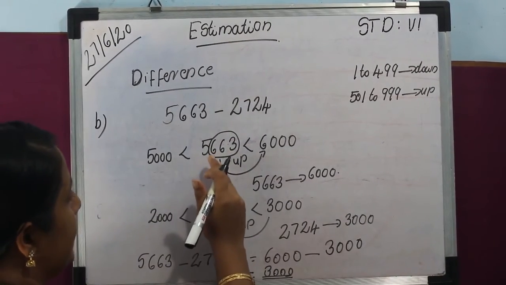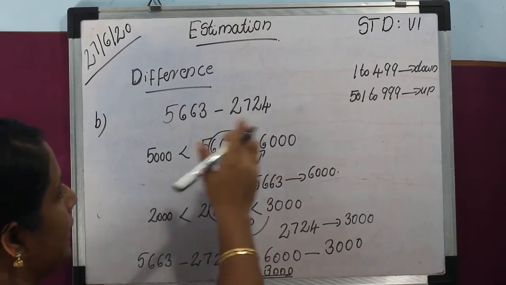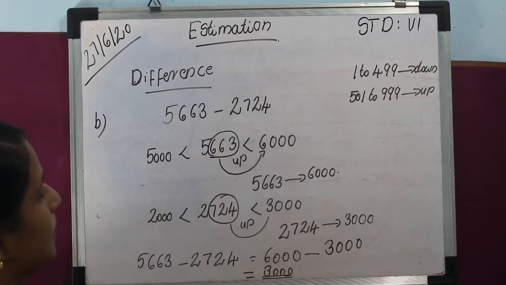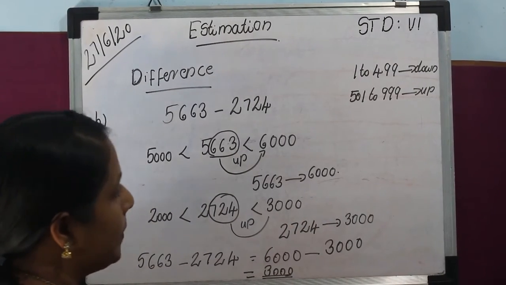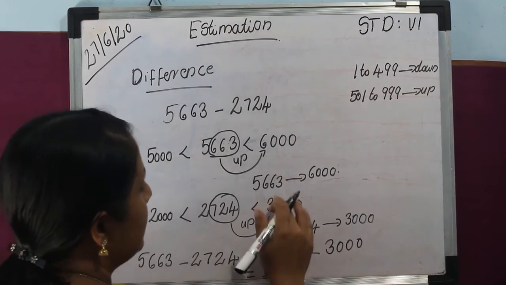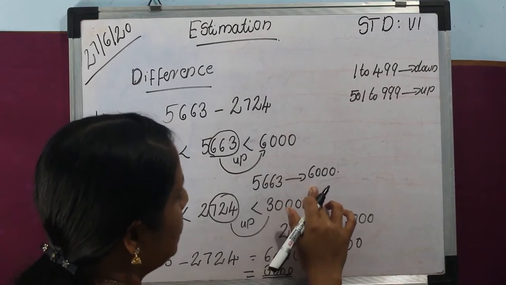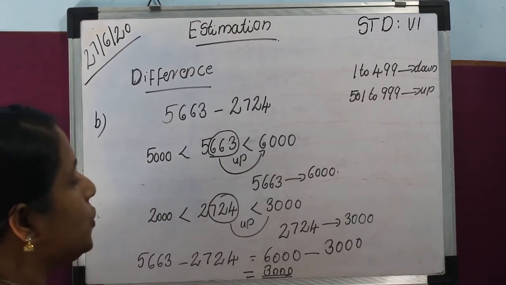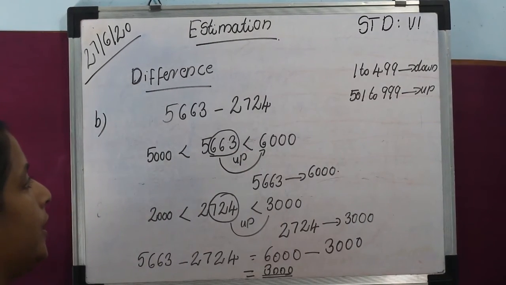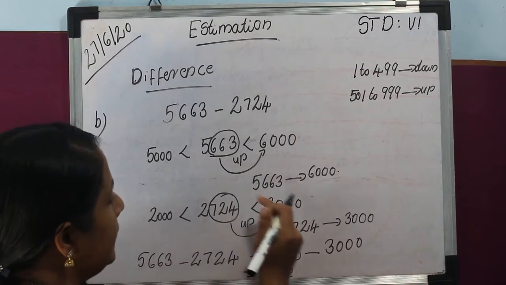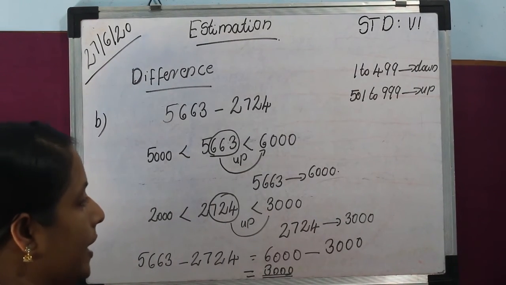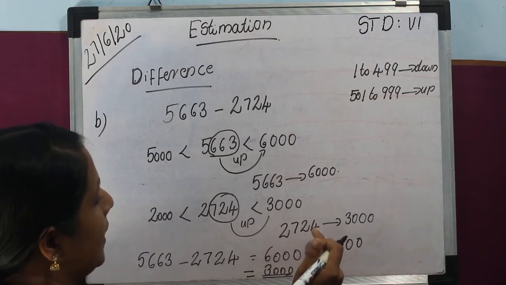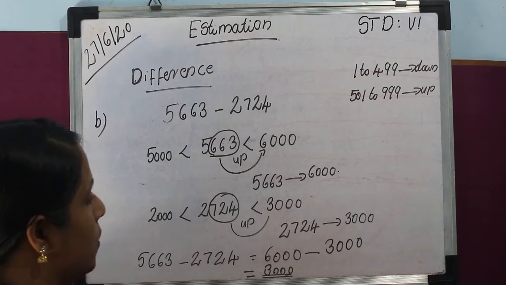Then 5663 lies between 5000 and 6000. Next we take the number 663. We know that 663 is rounded up to the next number. So 5663 is rounded up to 6000. Our next number is 2724. This number lies between 2000 and 3000. Next we take the number 724. We know that 724 is rounded up to the next number. Therefore 2724 is rounded up to 3000.